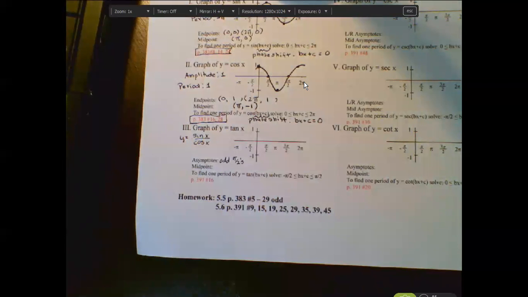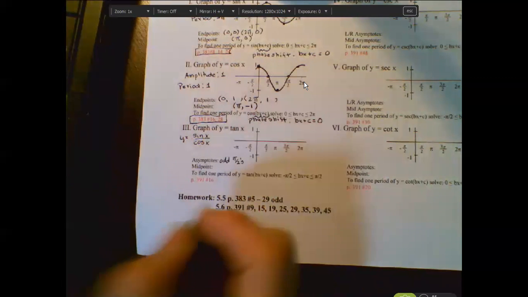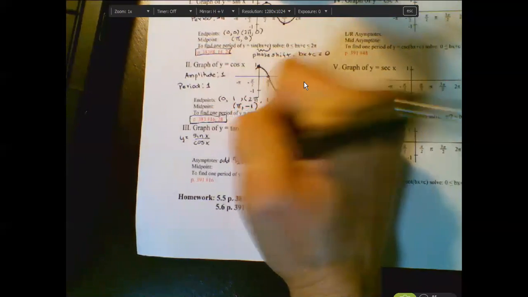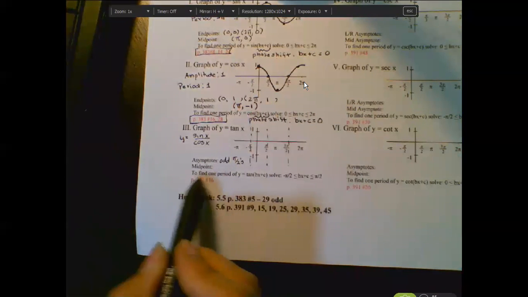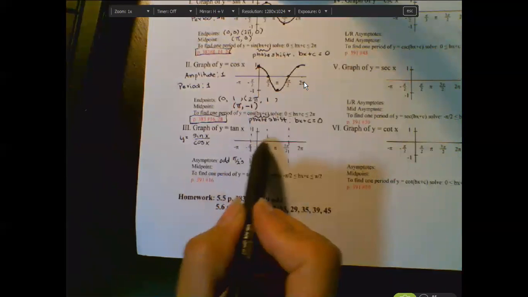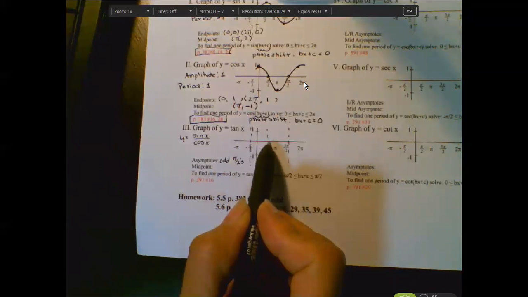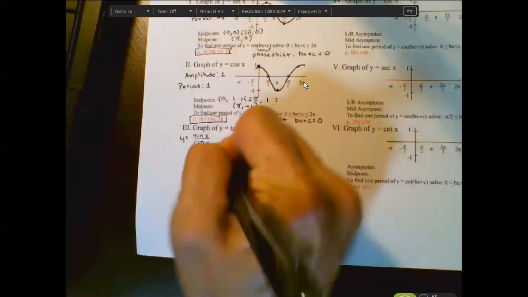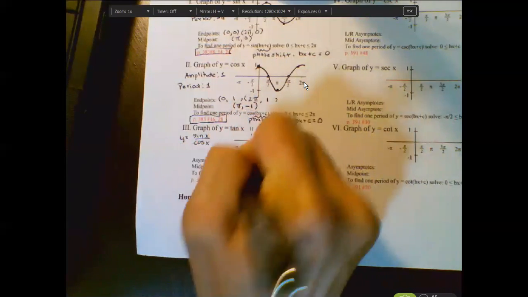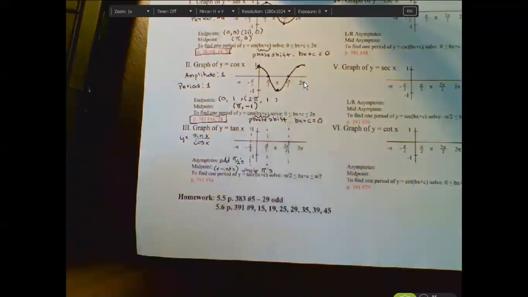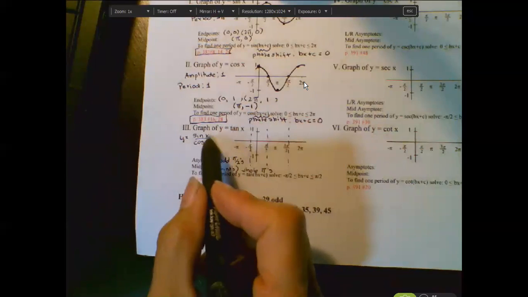And instead of midpoint, I guess it's okay to call it midpoint. Let me dash in a few vertical asymptotes here. When I say midpoint, I'm talking about the point in the middle of the two asymptotes. I could also call that the x-intercepts, which are at the whole pies, because that's where sine is 0.